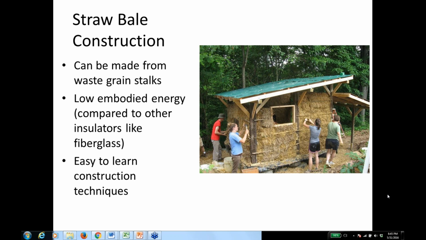So some other advantages: this straw can be made from waste grain stalks. A lot of grain stalk, when the actual grain itself is taken off and used as animal feed, the stalks end up being just thrown away and not used. So you could build it as a waste material. There's nothing cheaper than that. And it has a low embodied energy when you compare it to other insulating materials like fiberglass.